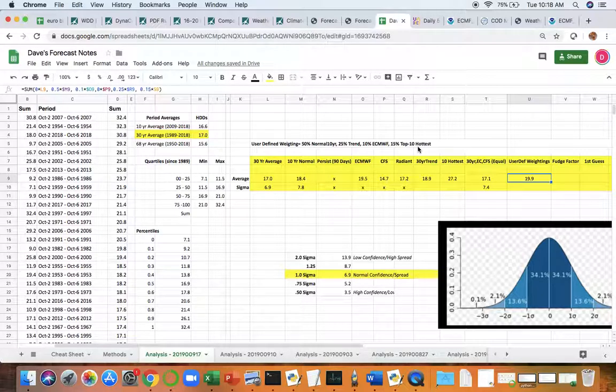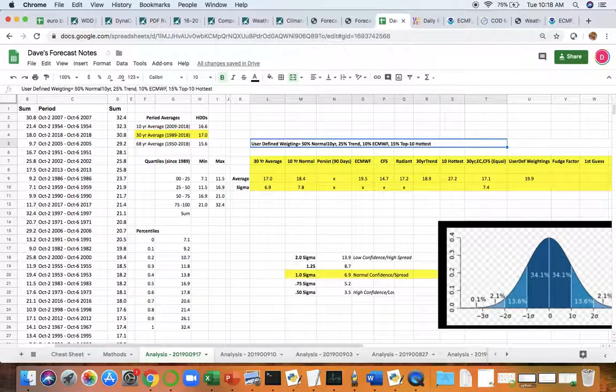Noticeably absent is the CFS. I just, again, could not justify, based on the consistently bad performance, adding it to the weighting scheme. The 10-year normal, as I've already mentioned, has been very strong and very consistent, and that's why it's here.